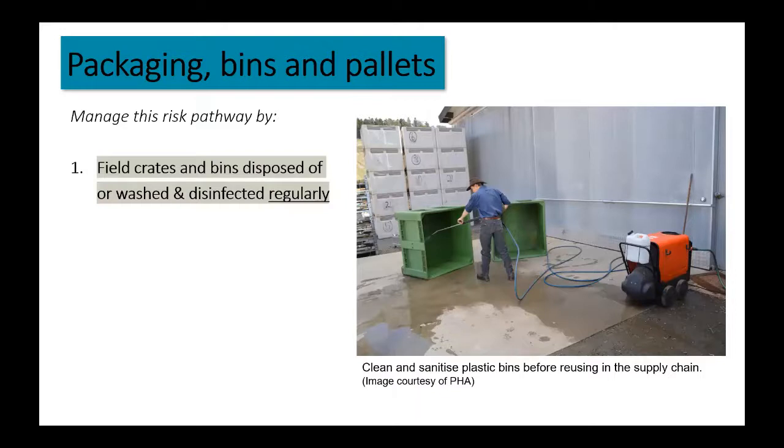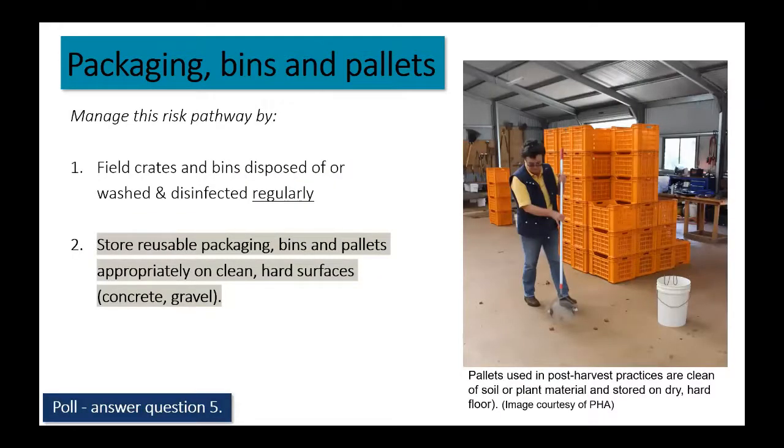And reusable packaging should be cleaned and sanitized before using. And so that includes cleaning pallets of any soil or plant material before you use it yourself. Reusable packaging and bins should be stored appropriately on a clean, hard surface, whether that's gravel or concrete or the likes, preferably in a covered area where possible. That also includes dirty pallets shouldn't be stored near growing areas, and all these things are going to reduce transmitting any diseases or pests through this pathway.